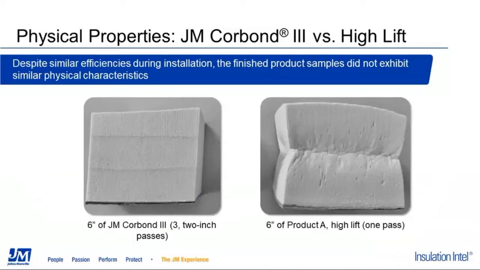Though they are the same thickness, the multiple pass sample shows excellent dimensional stability and consistent density. The single pass sample on the right, however, is buckled in the center from its low core density and closed cell content. So let's explore these properties in more detail.